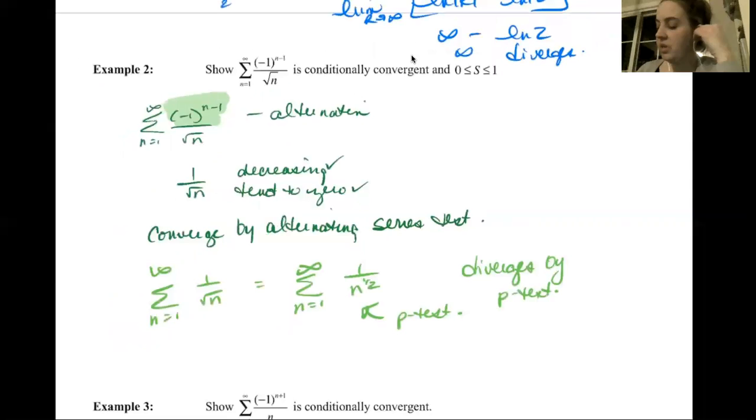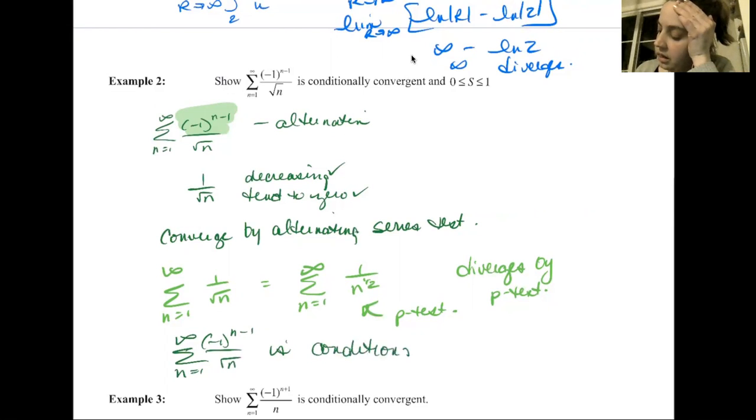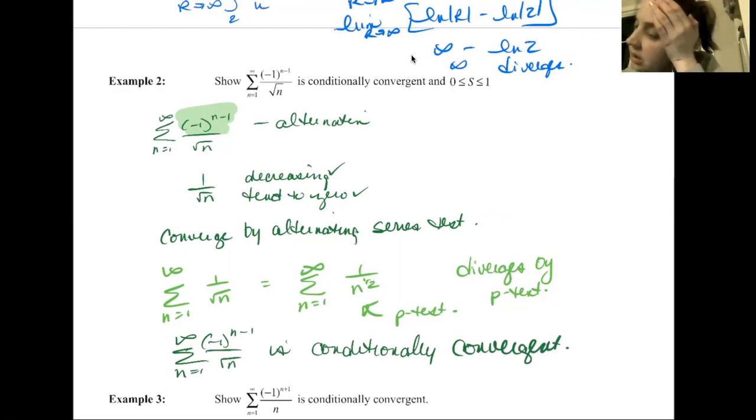So what does that mean for the original? It means that the original is conditionally convergent. Square root of n is conditionally convergent. Show that S is between 0 and 1. Hold that thought. And the S is between 0 and 1, the partial sum.